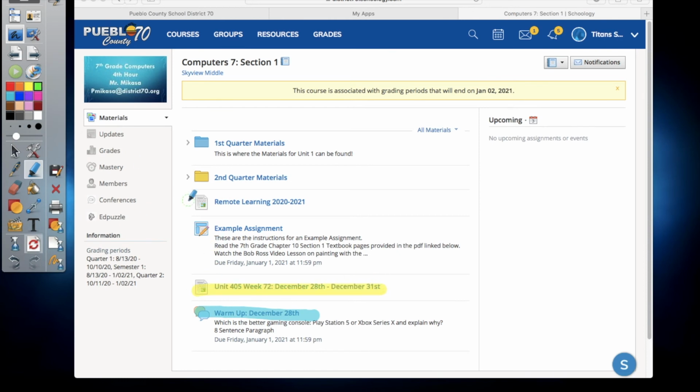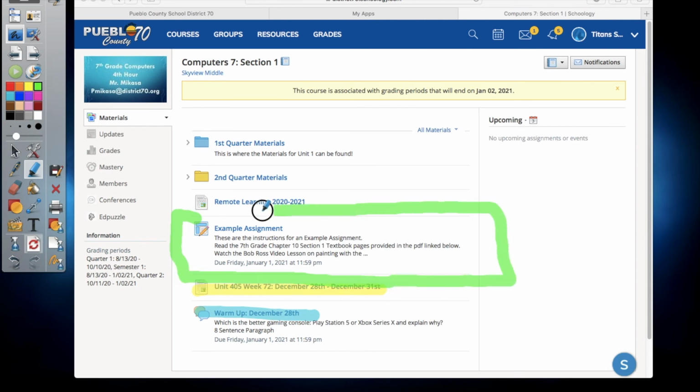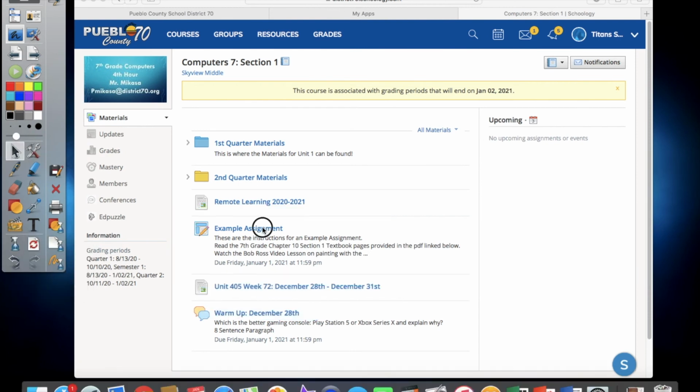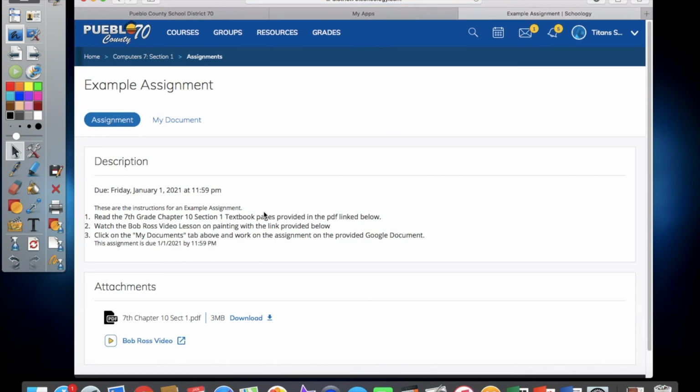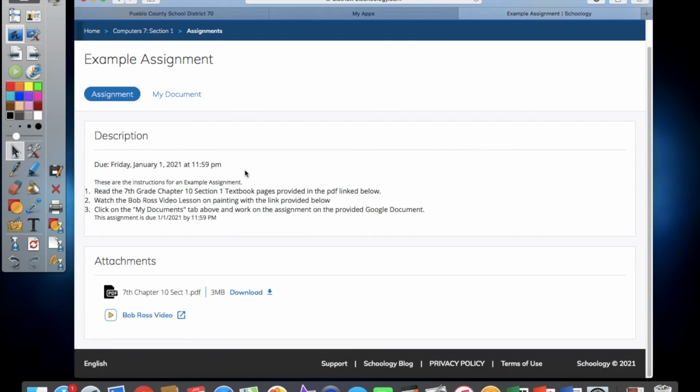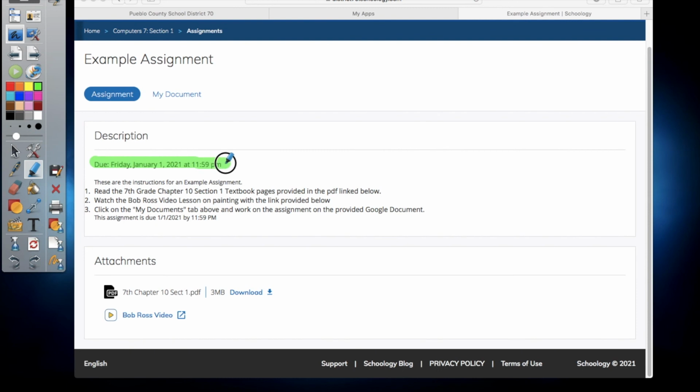Now the third thing, which is probably the most important one, is right here, which is your assignments, okay? This is an example of what assignments would look like in my class, regardless of which class you have me for, okay? So keep that in mind, very, very important. If we were to click on your example assignment here, as you can see, it gives you your instructions. It tells you exactly when the assignment is due. As you can see, it's going to be due Friday, January 1st, which of course is way past.